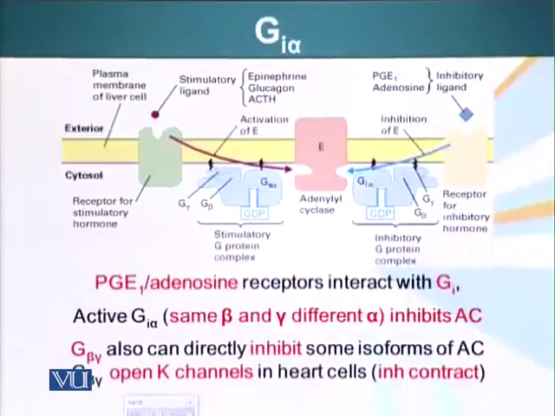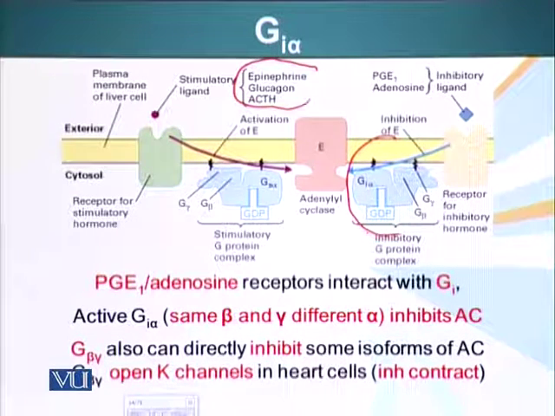Let's look at that. There are, for example, GI proteins. The ones we talked about earlier are the GS proteins, which stimulate adenylyl cyclase. GI proteins, on the other hand, inhibit adenylyl cyclase. GS proteins can be activated by, for example, epinephrine, glucagon, ACTH. The G proteins that inhibit adenylyl cyclase interact with receptors, for example, receptors for prostaglandin E or adenosine. These receptors, once they bind their ligand, activate the G protein.